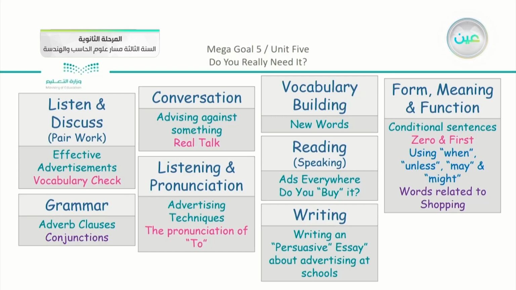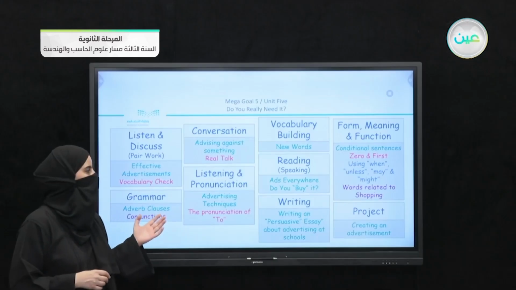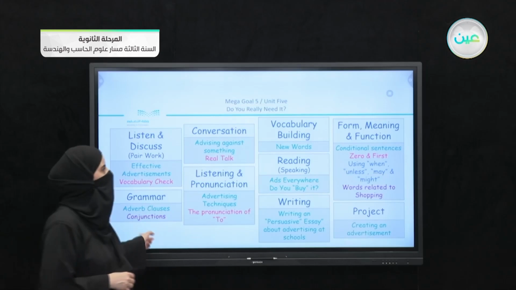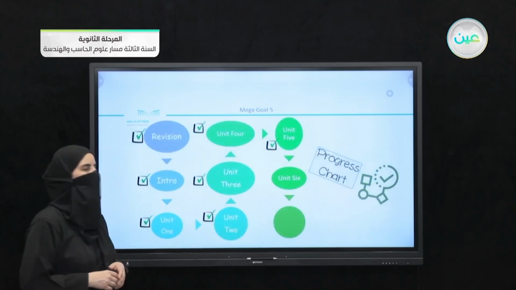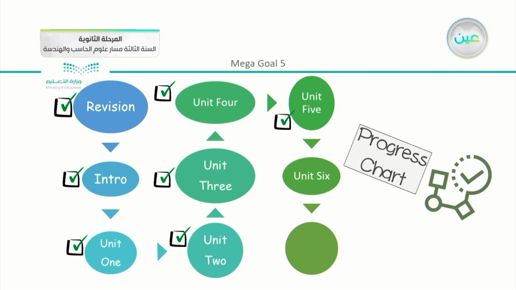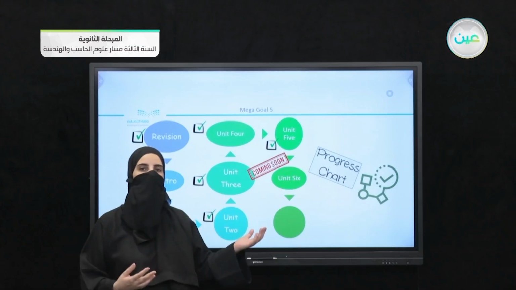And then we have the form, meaning, and function, which we learned yesterday about conditional sentences, the zero and the first conditional sentences, using when, unless, may, and might with these sentences. And we also learned many words related to shopping. And of course, we have our lesson today, which is the project, which is mainly about creating an advertisement. So we have covered our unit. We have finished Unit 5. And next week, inshallah, we are going to start with Unit 6, which is going to be the last unit that we have here in our syllabus.